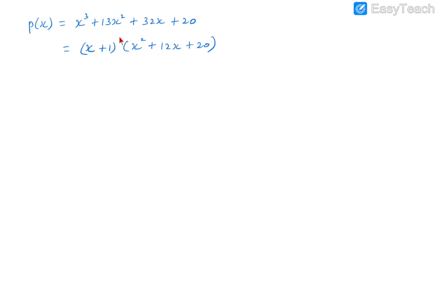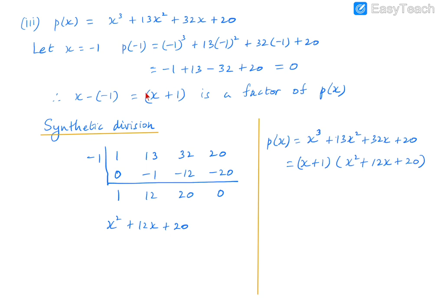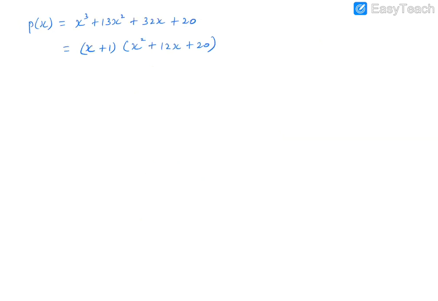Okay, so we have this cubic polynomial split into its two factors, x plus 1 and x squared plus 12x plus 20. We obtained x plus 1 by trial, by finding the root of this polynomial. So that was our first step. We got x plus 1 as a factor. Then by performing synthetic division, we got the second factor. And now we have to factorize this second factor further, because it's a quadratic polynomial. We can factorize it further, so we will proceed with that process.